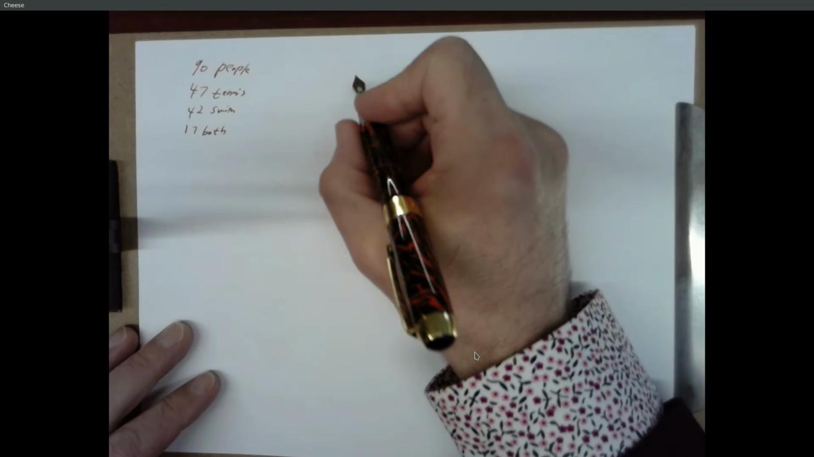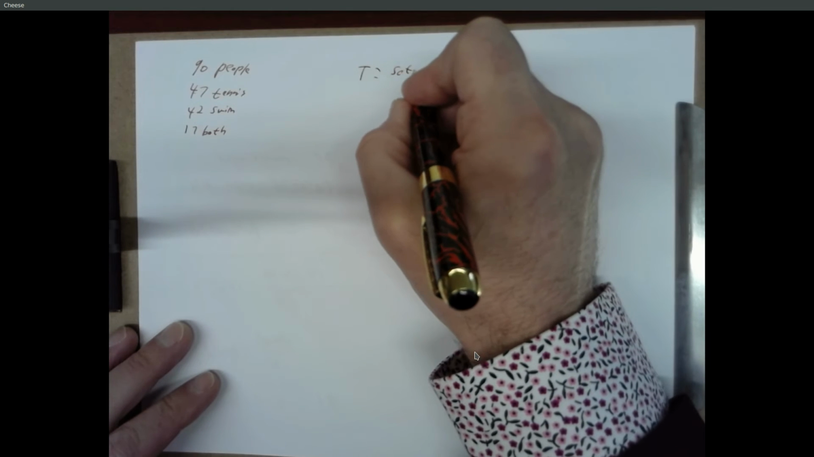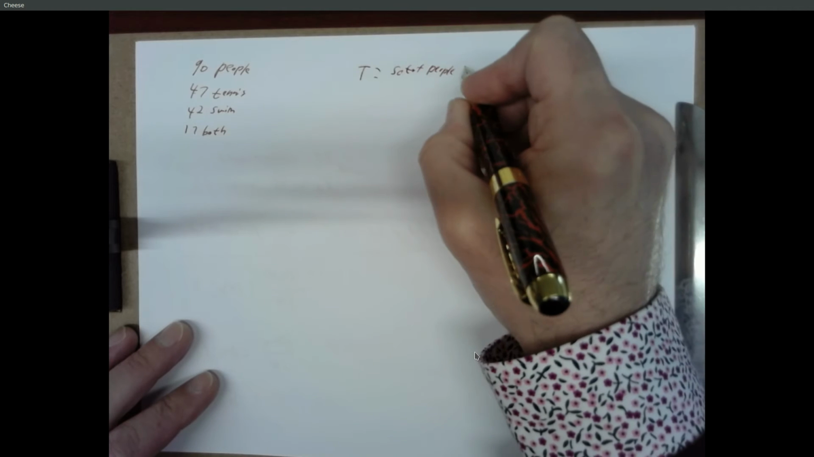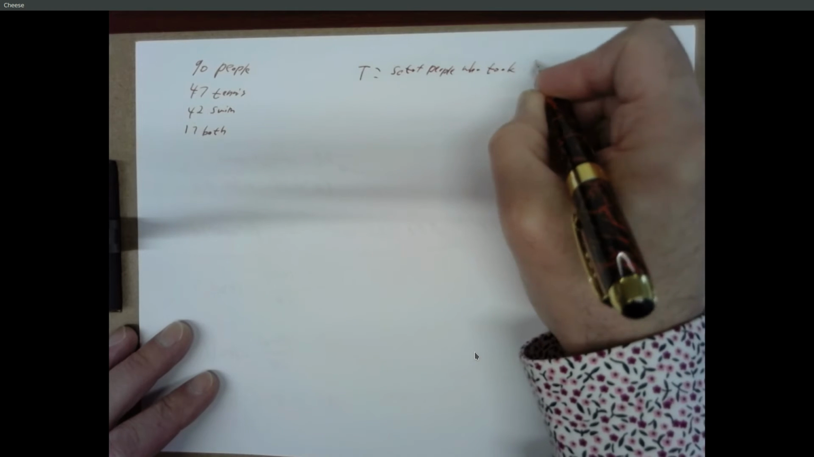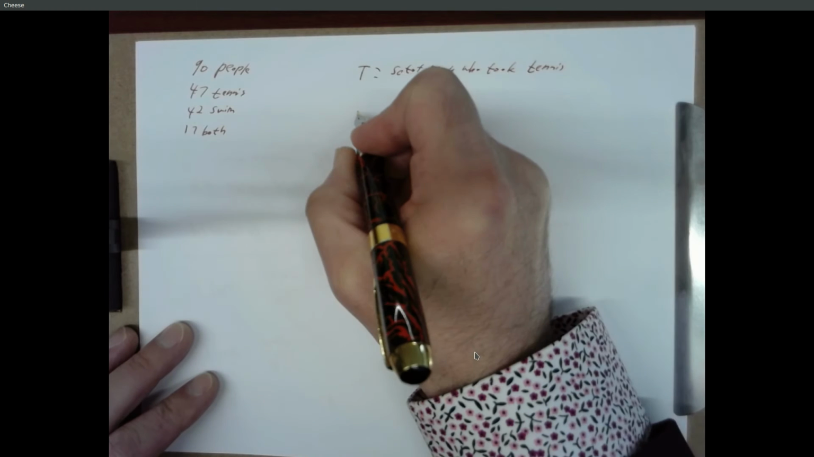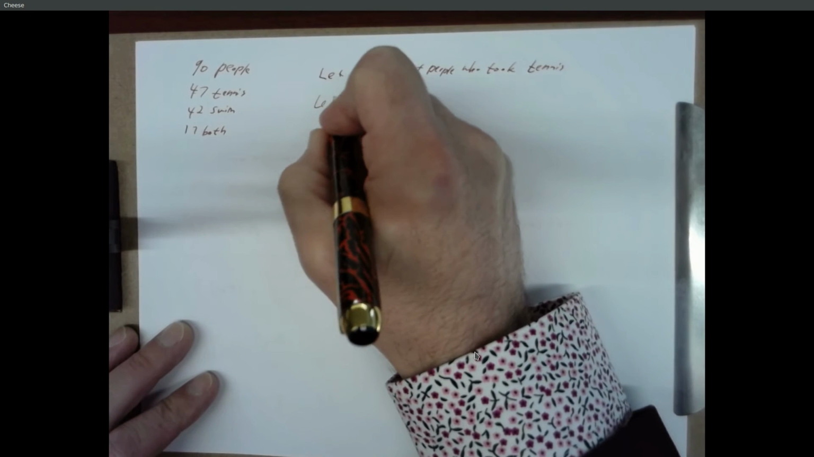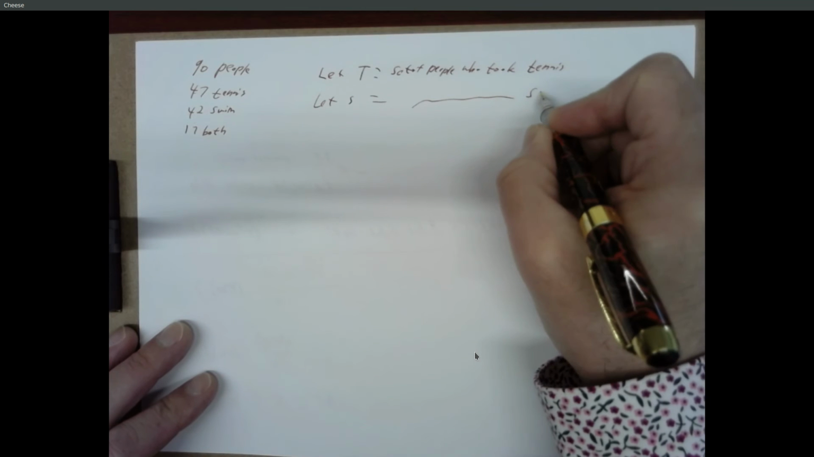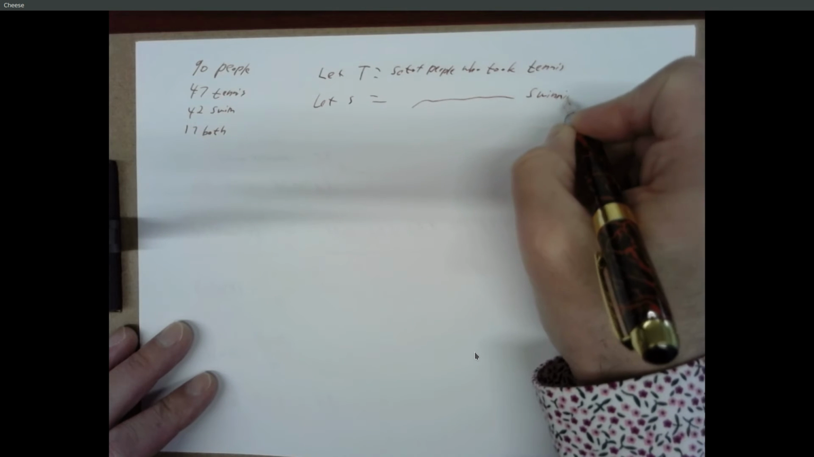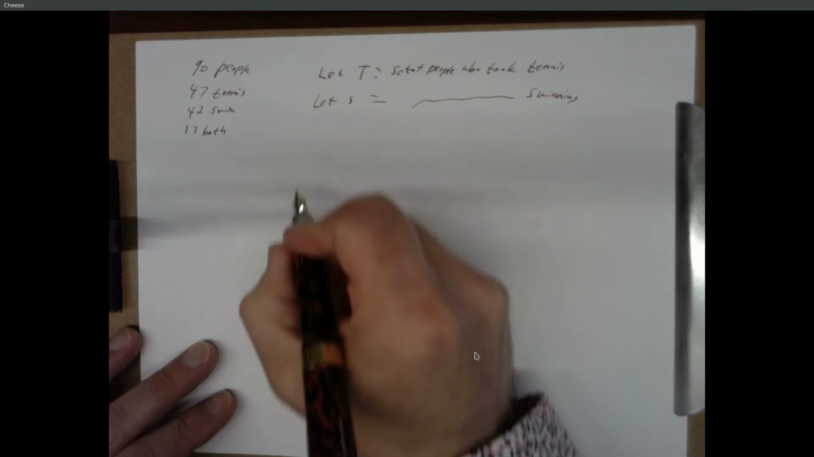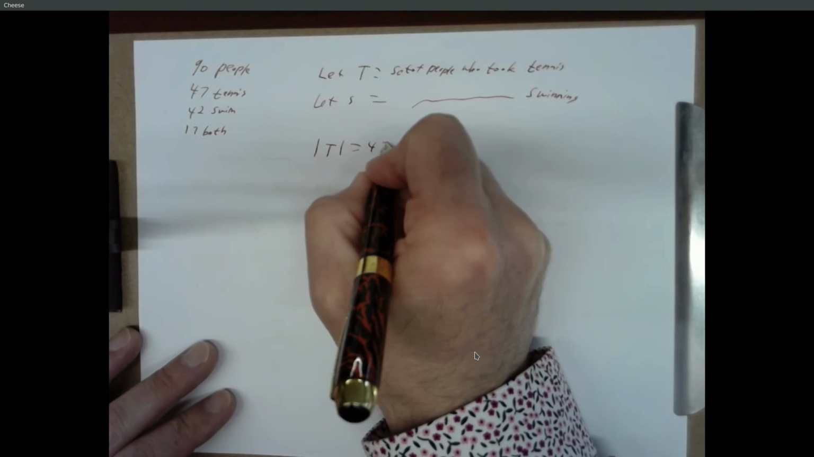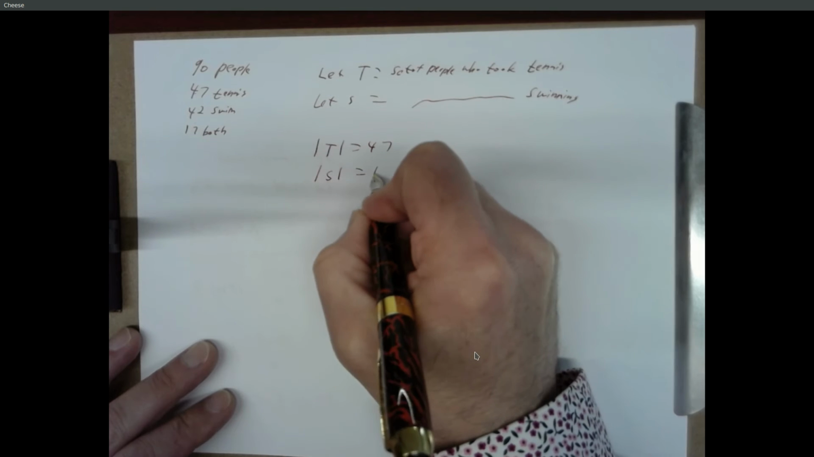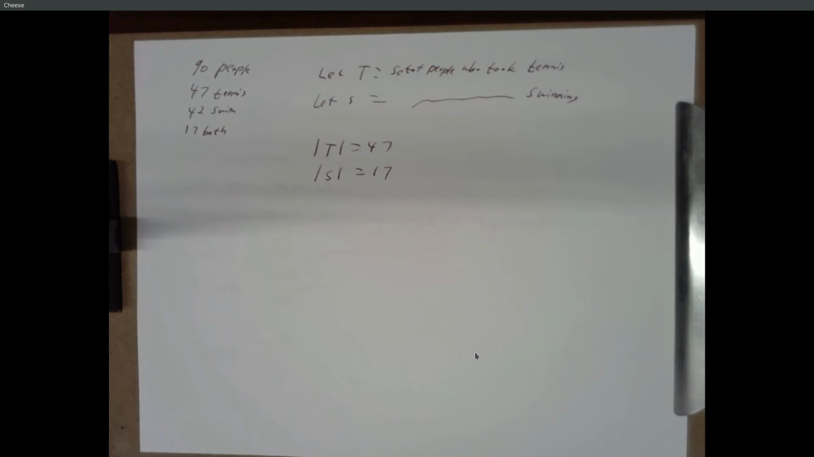So here's one way to think about this. Let T equal the set of people who took tennis, and let S be the set of people who took swimming. We're told the size of T is 47, the size of S is 42, and that there's a total of 90 people being considered.